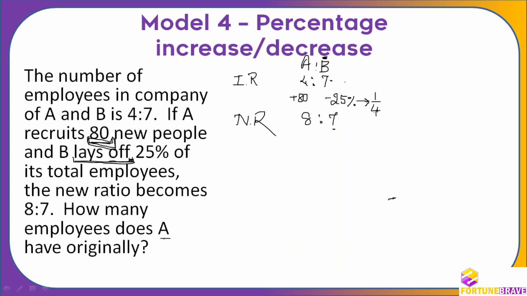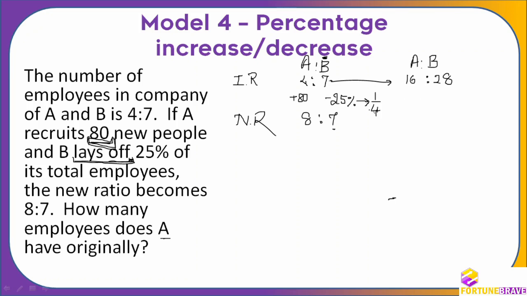So I'll multiply 7 into 4. Now my new ratio for A is to B, because I know if I multiply both the numbers by the same number, the ratio is not going to change. So 4 into 4 is 16, and 7 into 4 is 28.